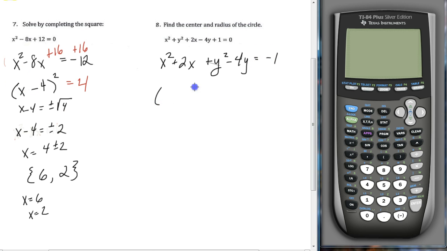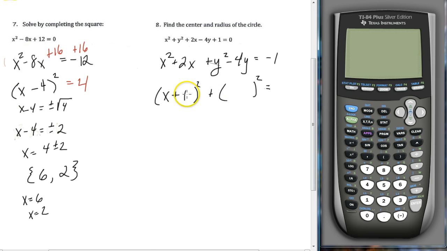All right, so we're going to complete the square twice. 1 over here, and then 1 over here. 1 for the x's, 1 for the y's. So let's think about this. Half of 2 would be 1. So it's x plus 1 squared.